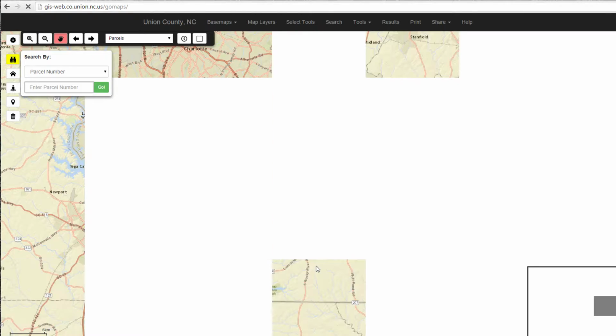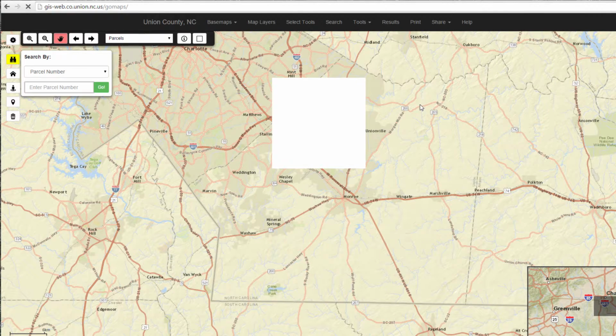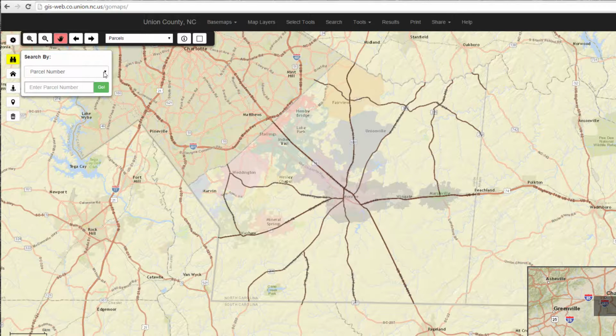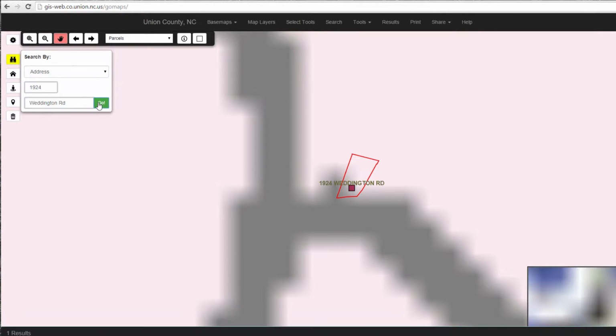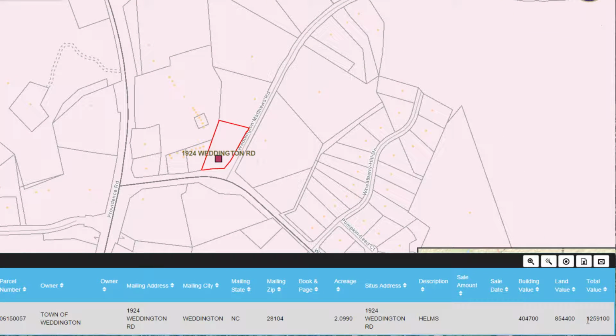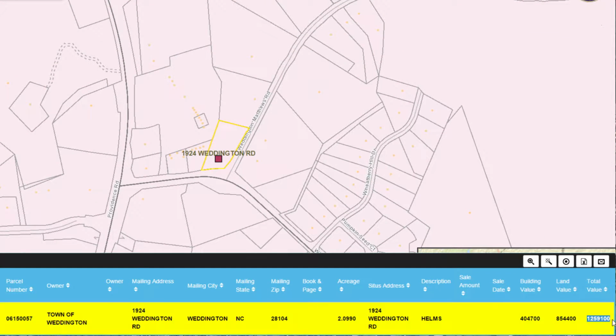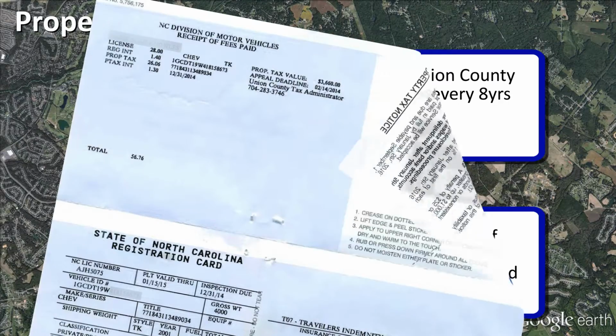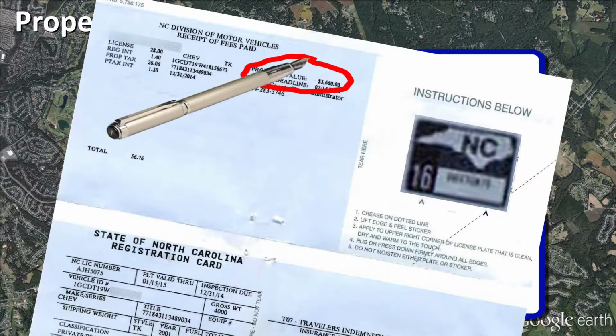When the maps appear, you can enter your parcel number if you know it, but it's easier to just enter your address or your name. For this example, we'll enter the address for Weddington Town Hall, 1924 Weddington Road. Then look in the lower right corner. This is the tax value of the property. For your automobile, the only reliable way is to look on the registration card to the left of the actual sticker.